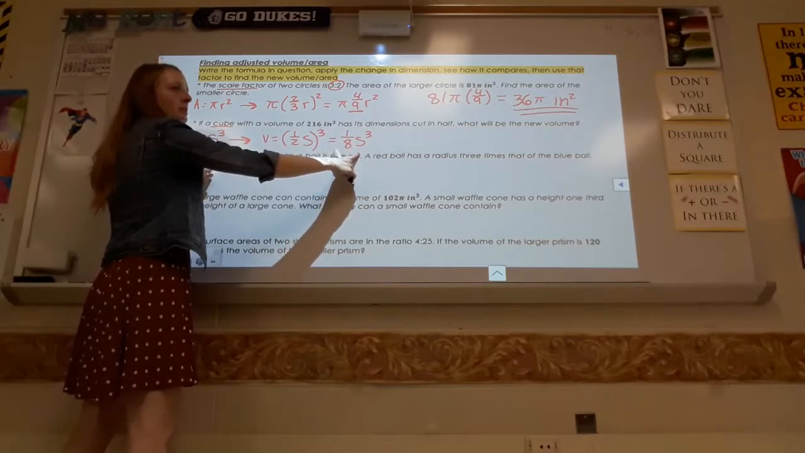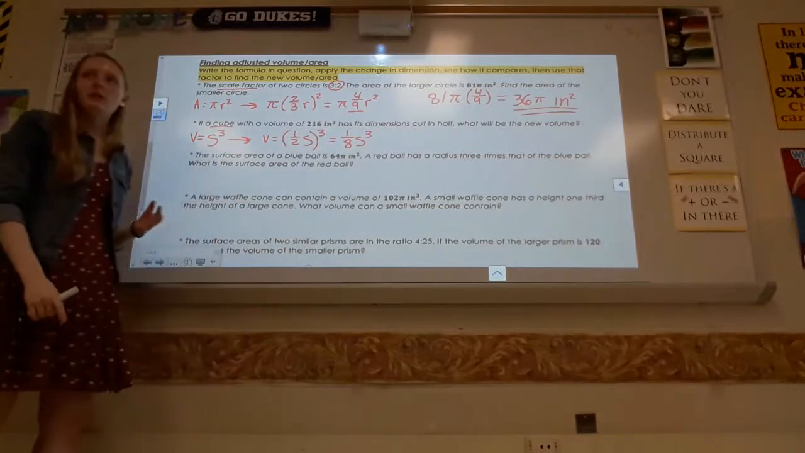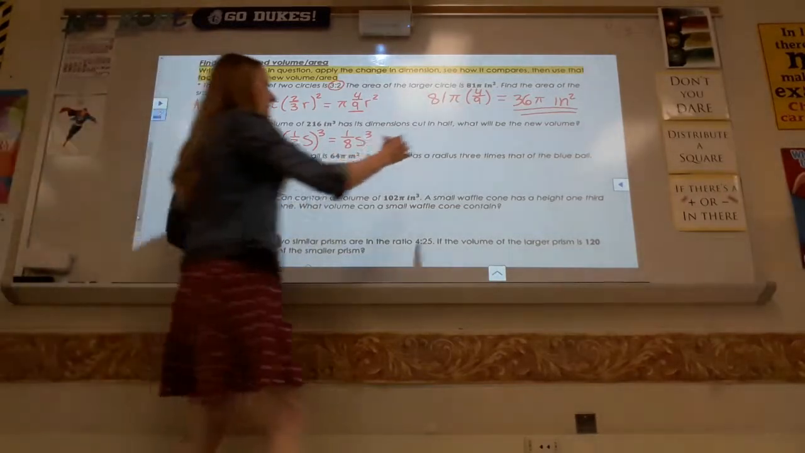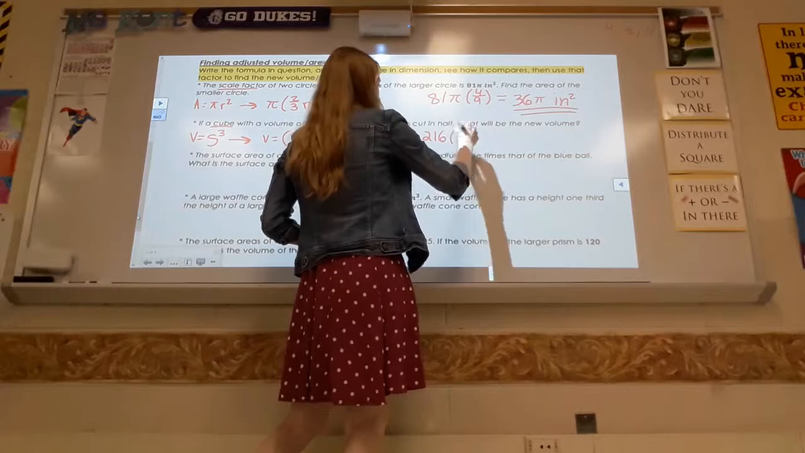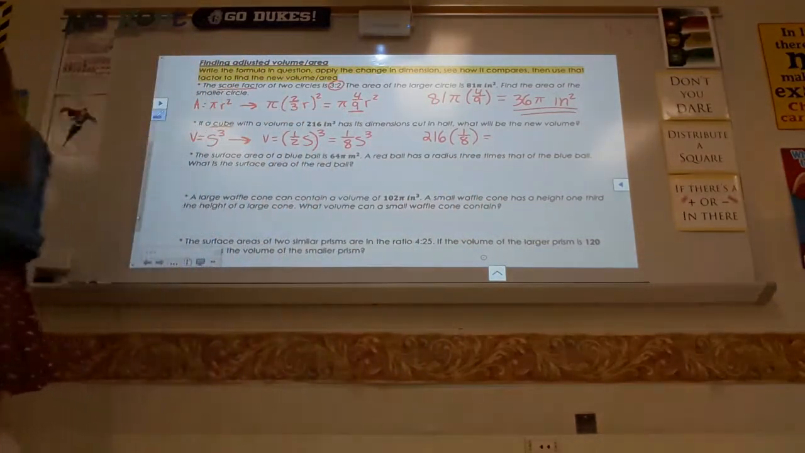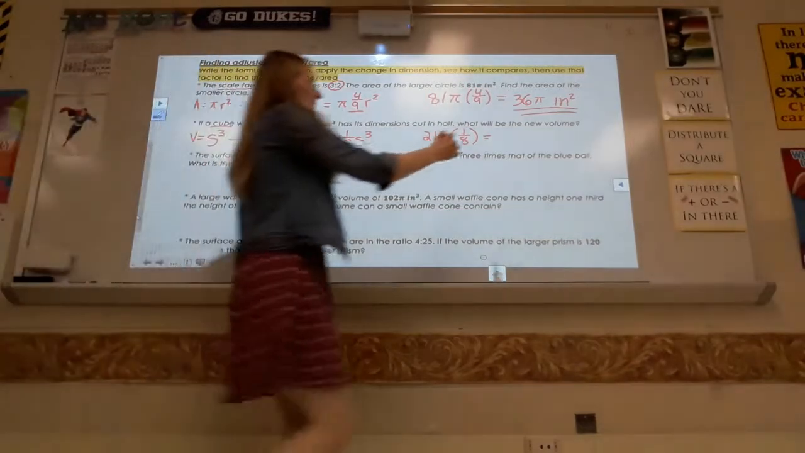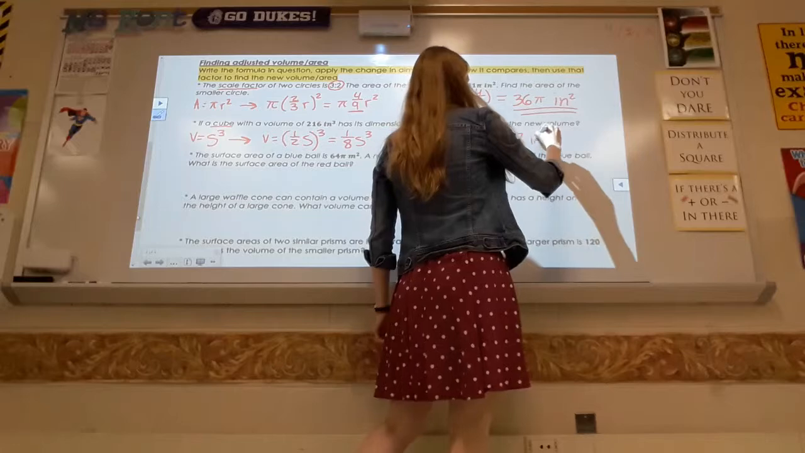What's the only difference? It's 1/8 this big. So if the original was 216, the new one is going to be 1/8 of that. It's shrinking, it's getting smaller. That turns out to be 27 inches cubed.